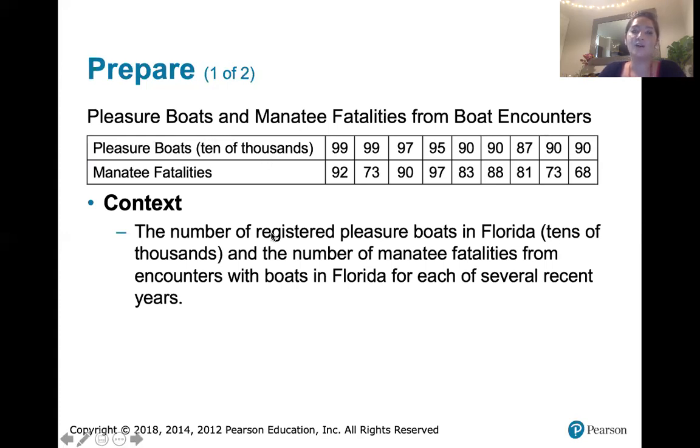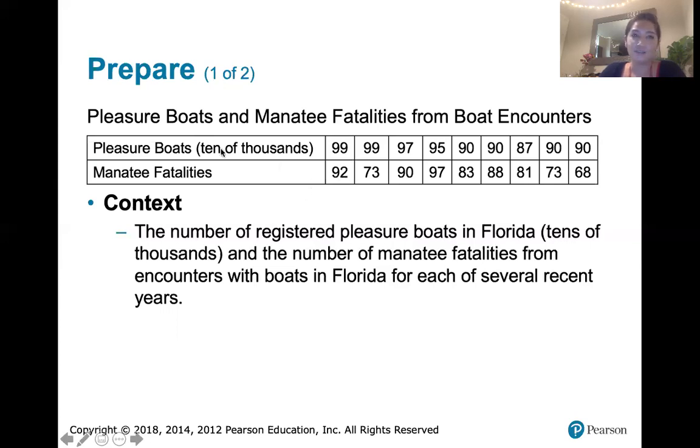This is the number of registered pleasure boats in Florida in tens of thousands, and the number of manatee fatalities from encounters with the boats in Florida for each of several recent years. So these are in tens of thousands. So this is 990,000 pleasure boats, and during that particular year there were 92 manatee fatalities. Now the following year, or what appears to be the following year, in another year, there were 990,000 pleasure boats approximately, and there were only 73 manatee fatalities.